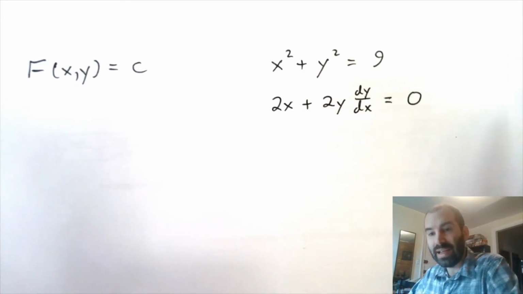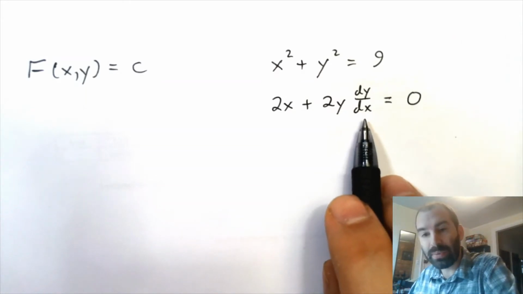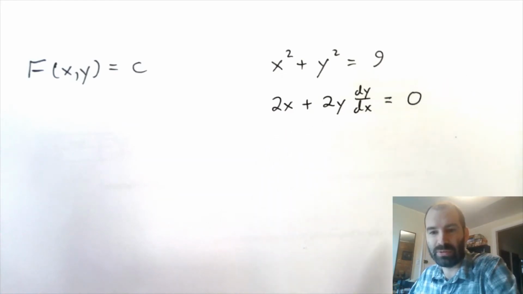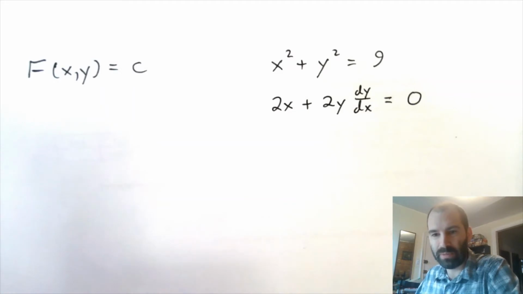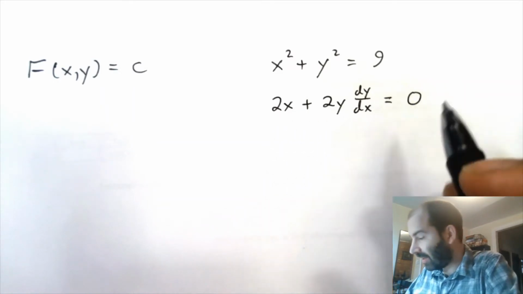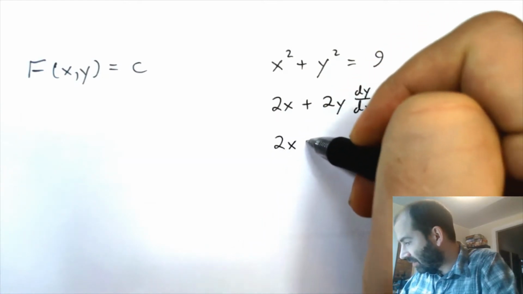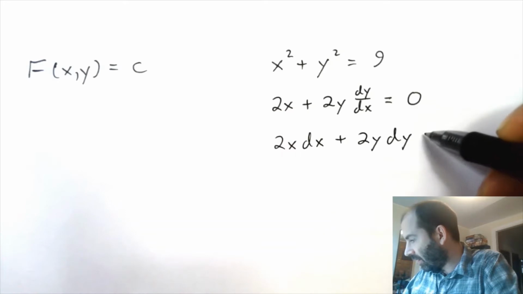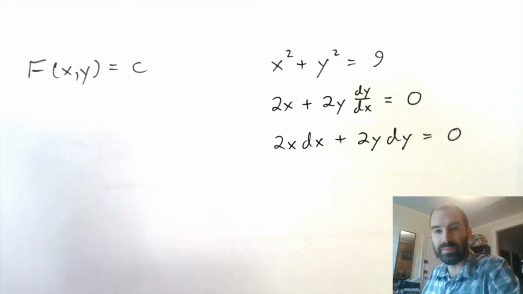Okay, so we get this. Now I'm going to do something else. I'm going to multiply through by dx. So this is what you should have gotten when I asked you to implicitly differentiate. So if you got that, bravo. But now I'm going to do something extra. I'm going to multiply through by dx. Okay, so I get 2x dx plus 2y dy equals 0.